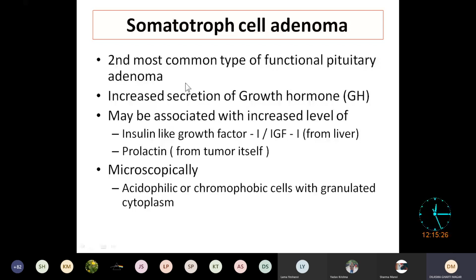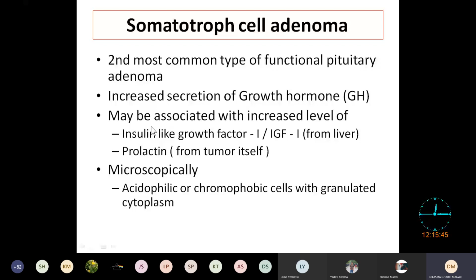This is another tumor in the pituitary gland. Whenever there is a somatotroph cell adenoma, there is increased secretion of growth hormone, also known as GH. And this somatotroph cell adenoma may be associated with an increased level of insulin-like growth factor I.